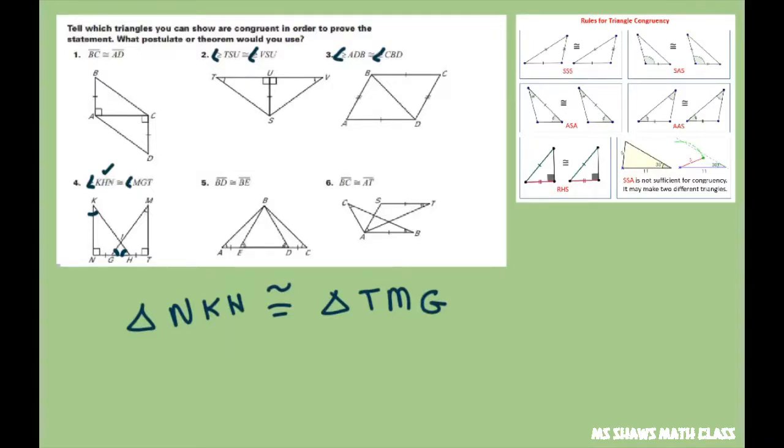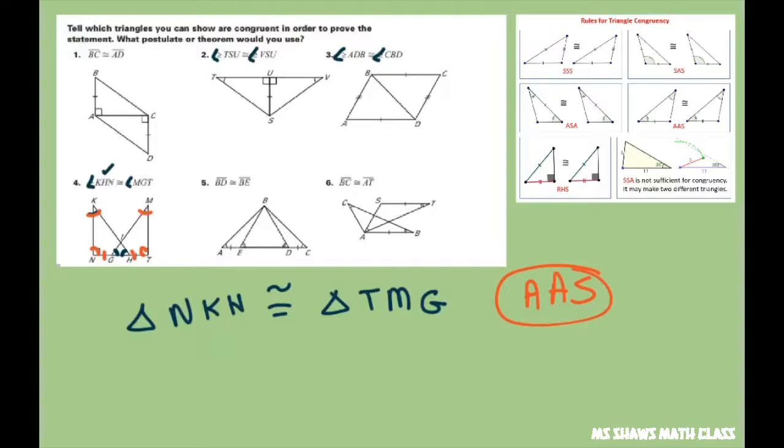And if we look at it, if you just look at this first triangle, NKH, we have angle side. So this is going to be angle side congruency postulate. There's 2 angles, angle side. Angle side.